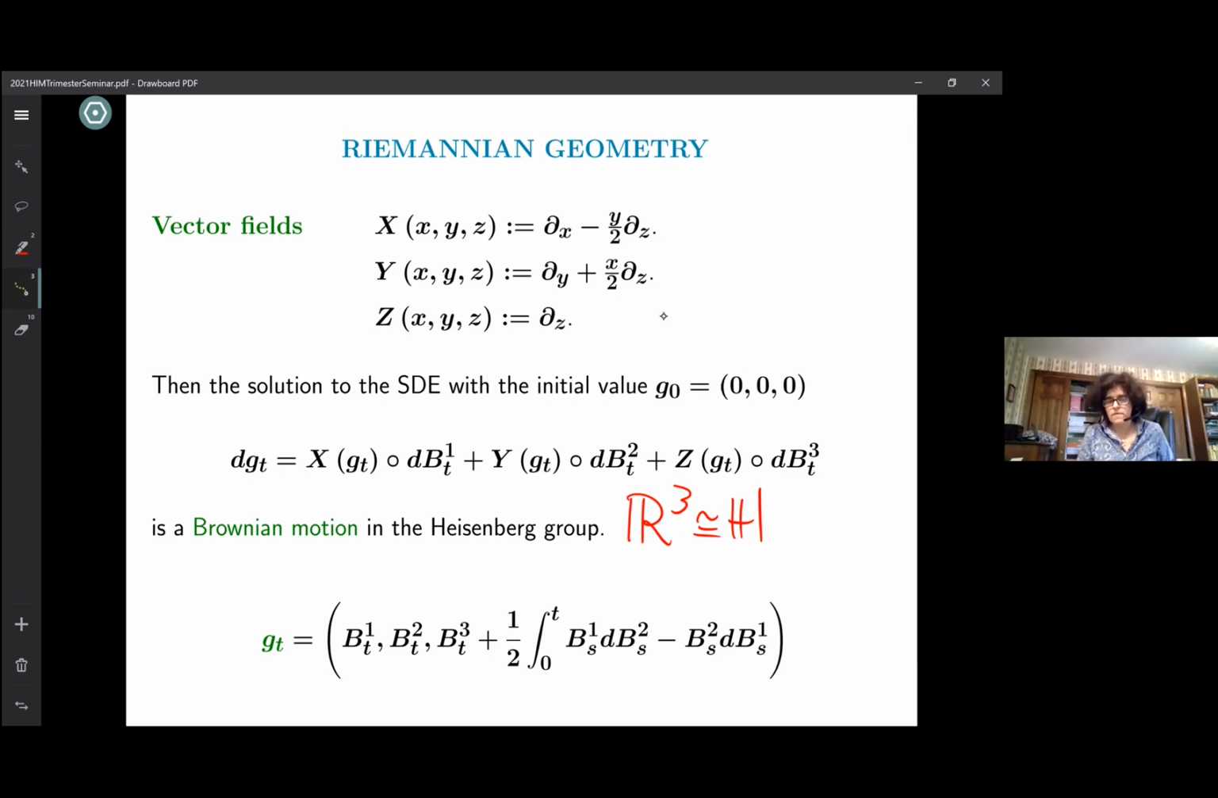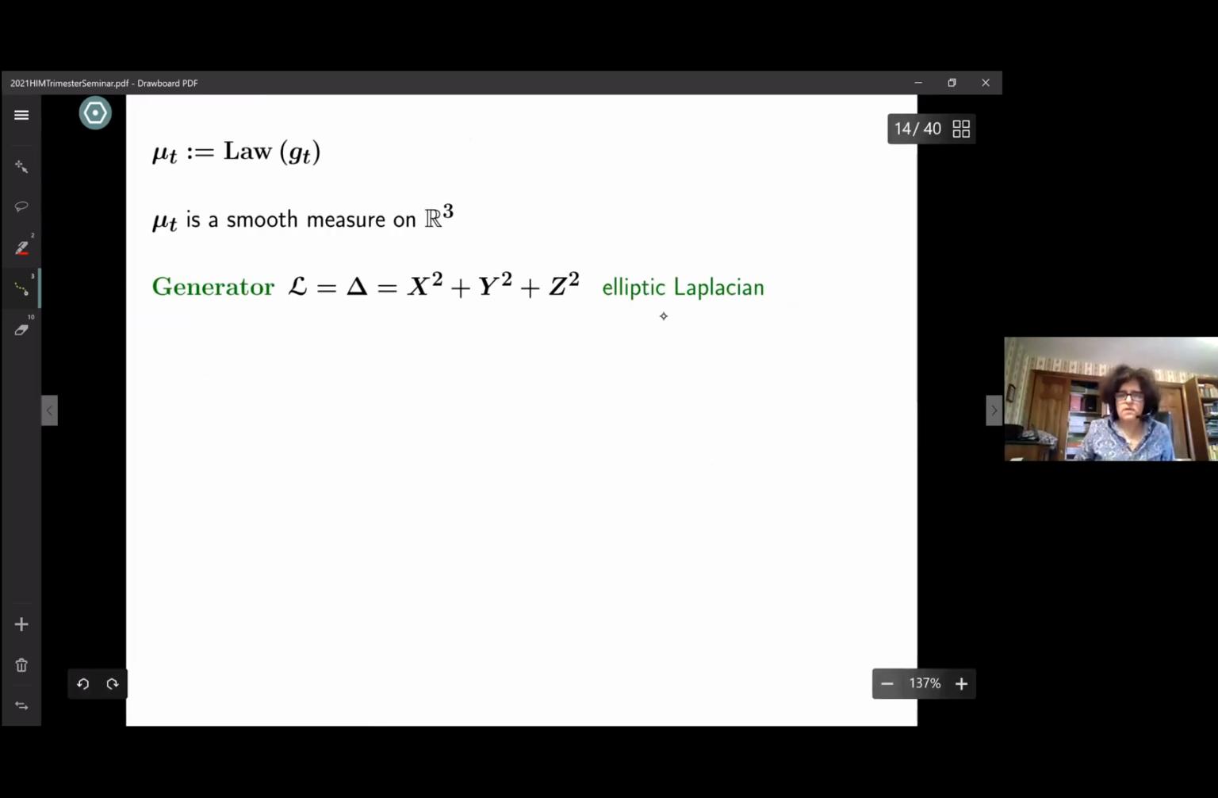So what you do, you take three vector fields on this R^3, and then you solve the stochastic differential equation. It's driven by three Brownian motions here. And the difference from what we saw on the previous slide is this correction term here. That's the Lévy stochastic area. So this is an explicit way to solve this SDE. And actually, if you look at the law of this Brownian motion, it gives you a smooth measure on R^3. It actually is the usual Brownian motion on the Heisenberg group equipped with the Riemannian metric. So in this case, this operator, which is different from what we saw for the usual Brownian motion, is an elliptic operator.